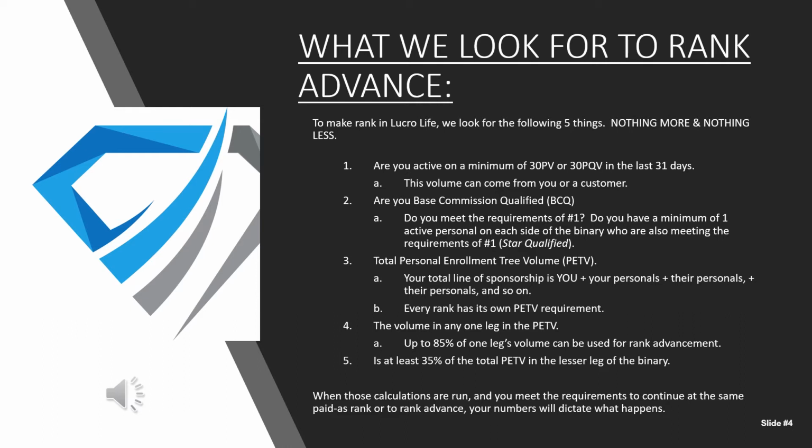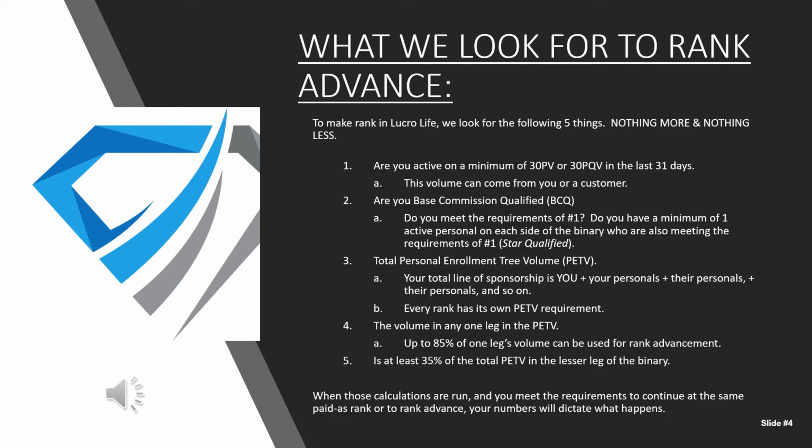Okay. Every rank has its own requirement, and the first rank that we have starts at 500 points, and that's the Rising Star rank. The next thing that we look for is how much volume is in one leg of your PETV. Well, by default, the leg volume is 60 to 85%, and that's what allows you to create high rank or even the top rank with just two personals. So you can use up to 85% of one leg's volume towards any rank advancement.